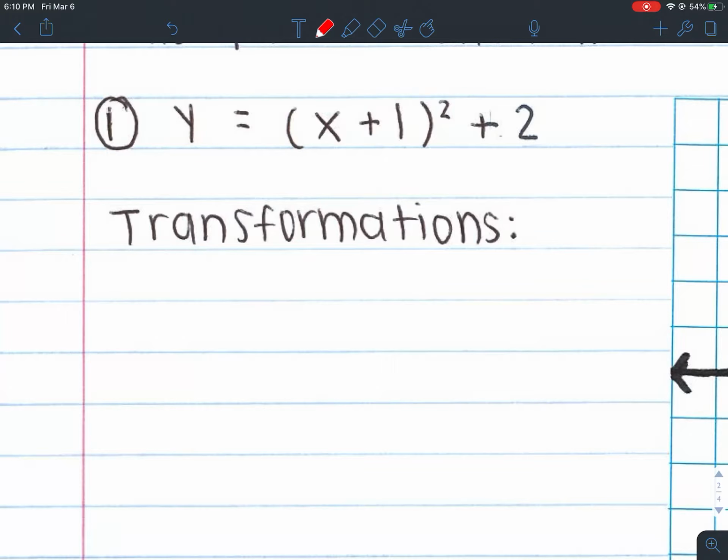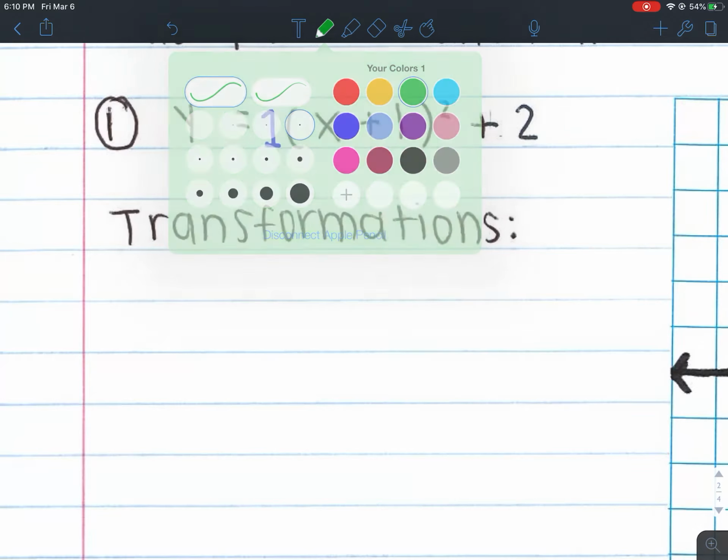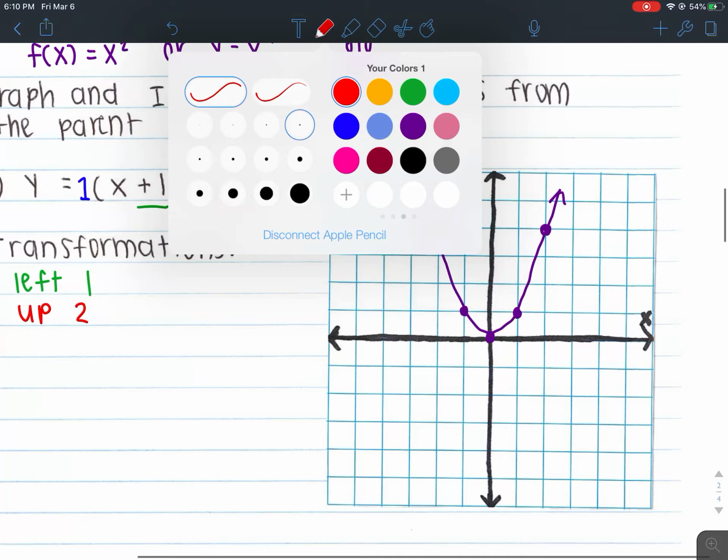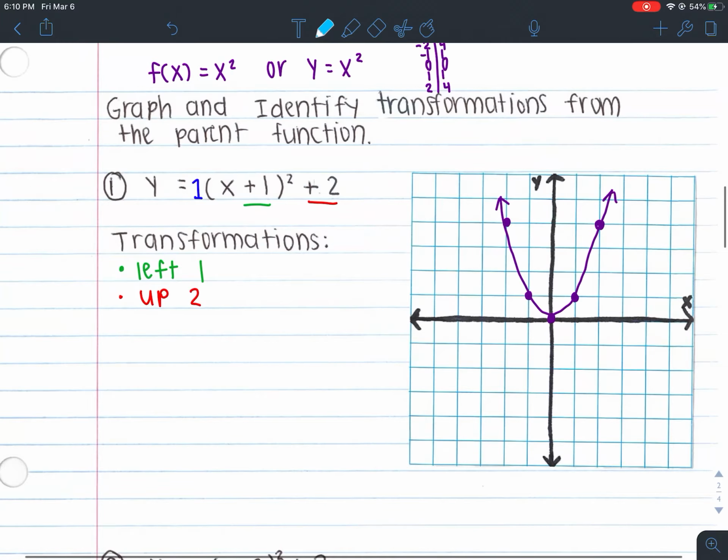So, what's the first thing I notice about this quadratic? Well, what's my a value here? It's positive 1. Does 1 do anything to my graph? It doesn't reflect it, and it doesn't make it narrower or wider. So the 1 has nothing to do with anything. The first thing I see then that's really important is the plus 1. Well, that's going to make my graph go to the left 1. Remember, it's opposite. And then the next thing I see is the plus 2, which is going to be up 2.